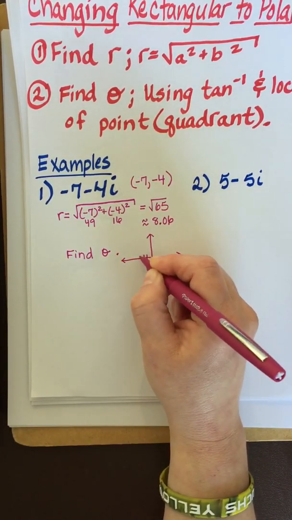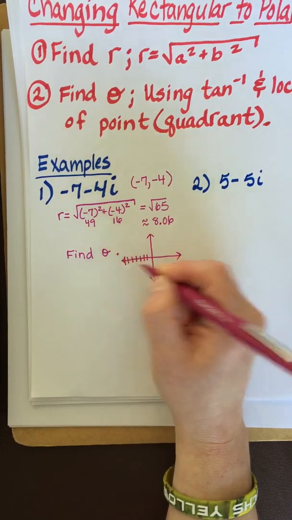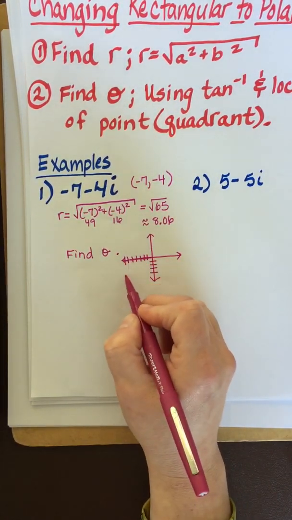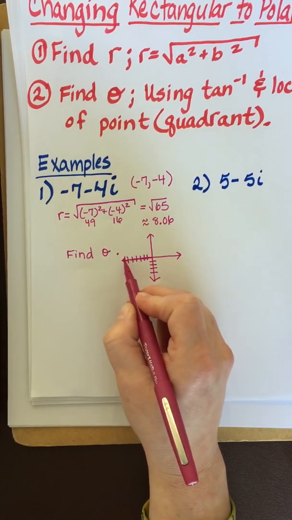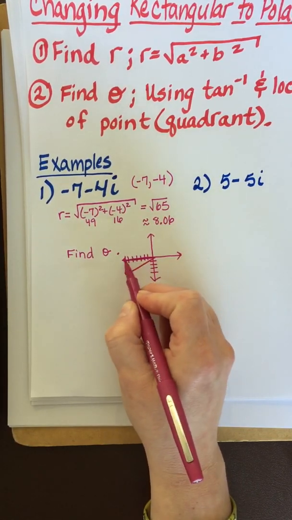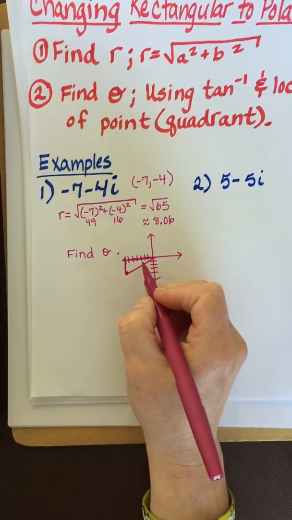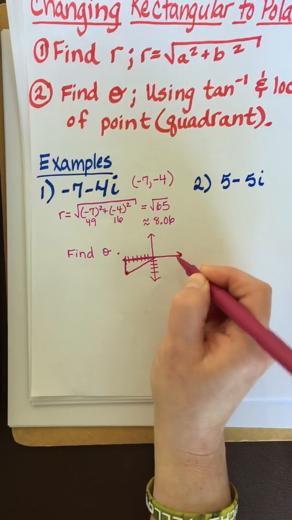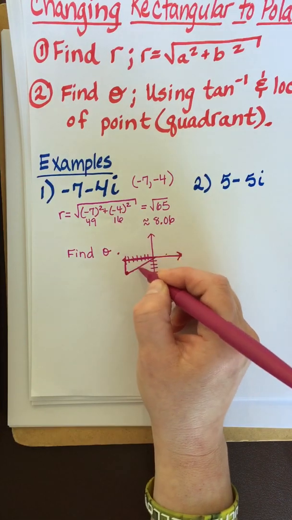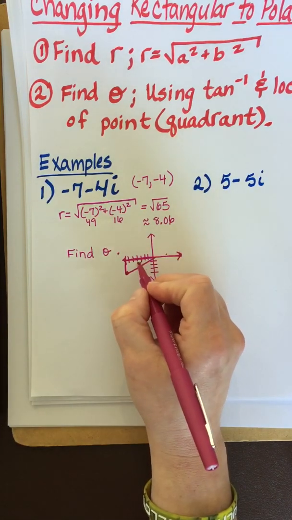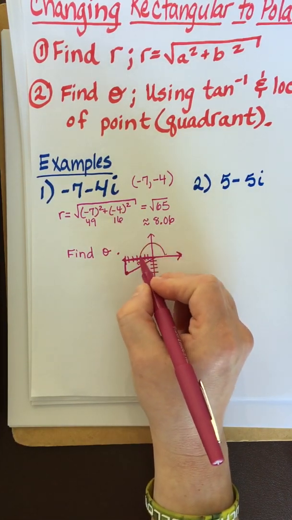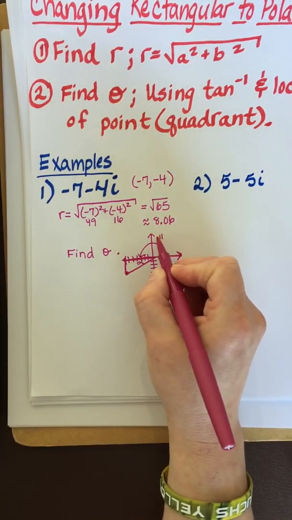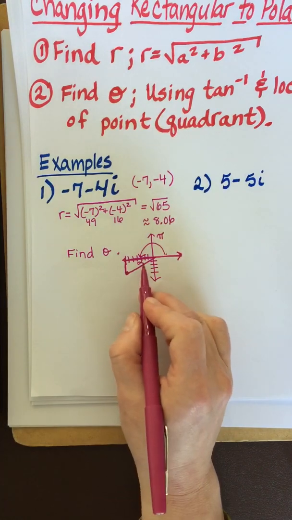So -7, -4. All right, so I'm down here, and we're looking at this triangle right here. Now this actually isn't theta. Theta would be from this positive x-axis all the way to here. But if I find this angle, I can just add this and get theta. And I know from here to here is pi. So let's find this angle.